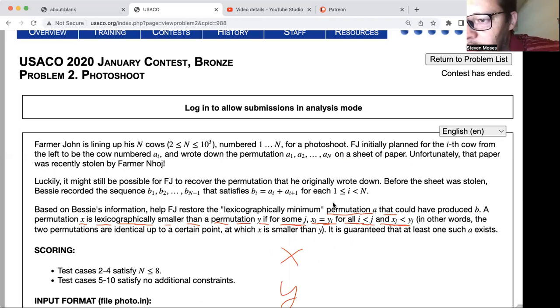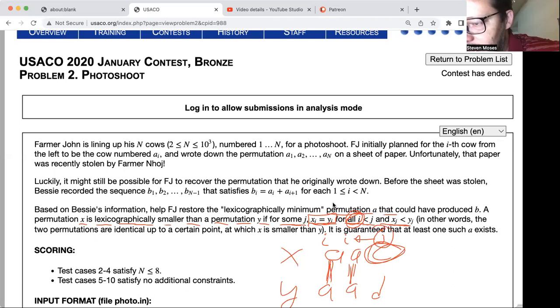What they're saying is, for example, if this was A, C versus, we're just going to use letters, A, D, then Xi is equal to Yi, these are equal, for all I less than J, which means for any I position that is less than our J position, if J is over here, then everything before J is equal. And then once reaching J, the X, which is C in this case, is less than the D, which is what Y is. And that only has to hold for all I less than J.